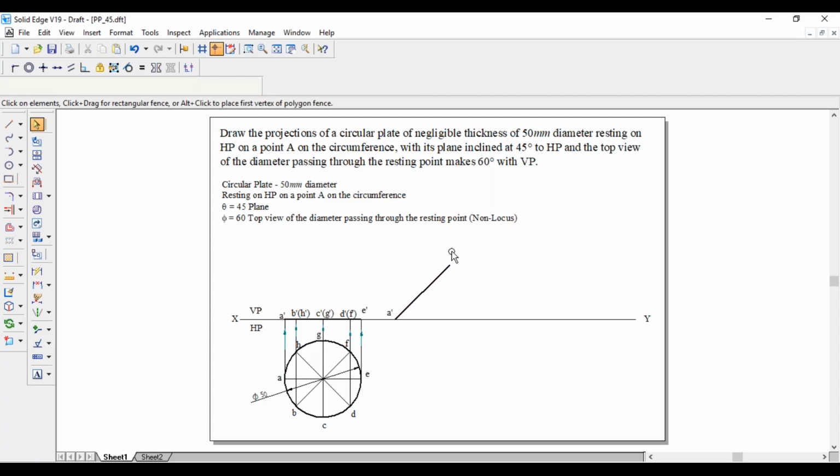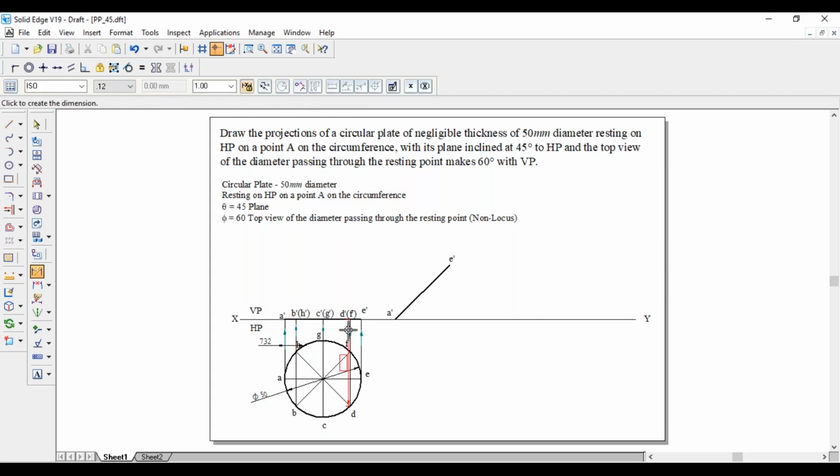Still we have to get 3 more points: B dash in bracket H dash, C dash in bracket G dash, and D dash in bracket F dash. C dash in bracket G dash is the midpoint of this line. To get B dash in bracket H dash and D dash in bracket F dash, the dimension is 7.32 mm on this side, and the same 7.32 mm on that side also.